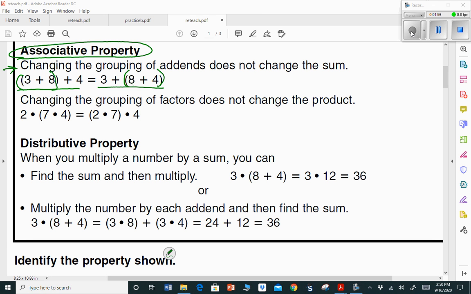The same property, the associative property, also works for multiplication. 2 times 7 times 4, 2 times 7 times 4. But here we're going to do the 7 times 4 first, and here we're going to do the 2 times 7 first. But either way, you will get the same answer.